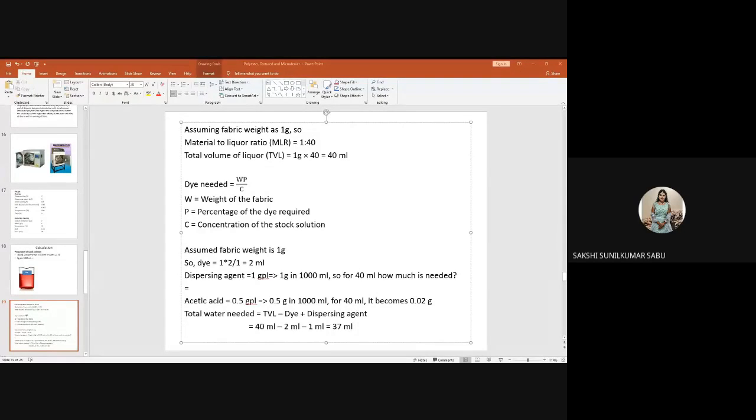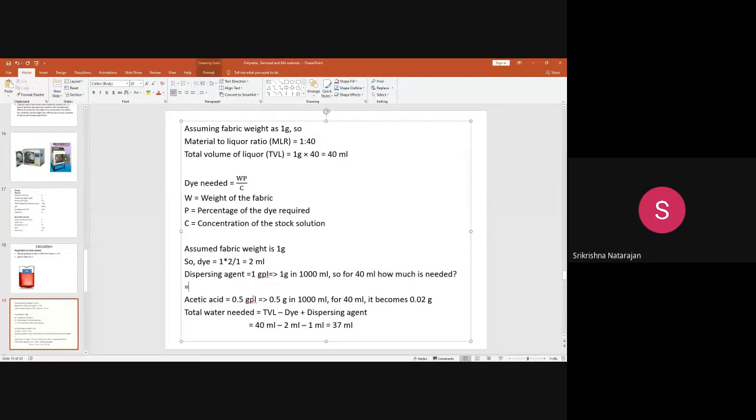25.25. 0.25 कैसे? 1 gram in 1000 ml. So 40 ml, 0.4 or 0.04? You cross multiply करना है, समझ गया? 0.04. 0.04 gram. Okay. So you can directly take the weight of the dispersing agent, 0.04 gram, so that it is over.